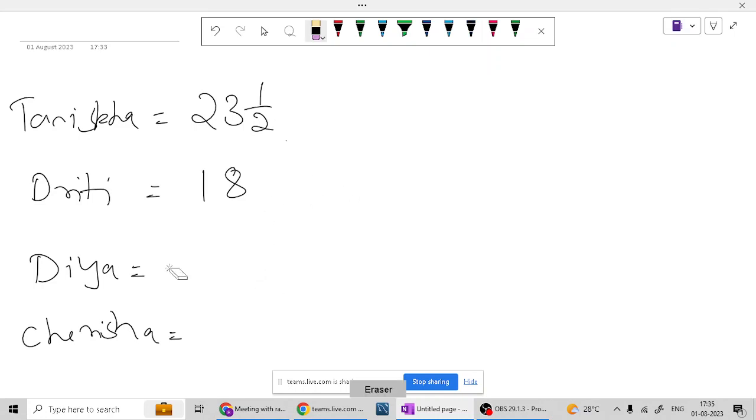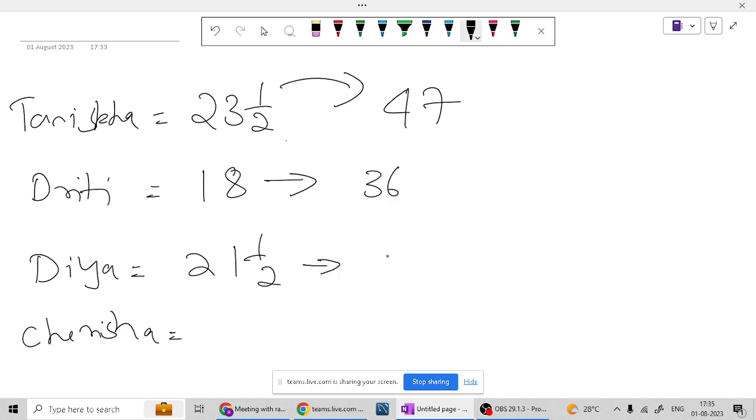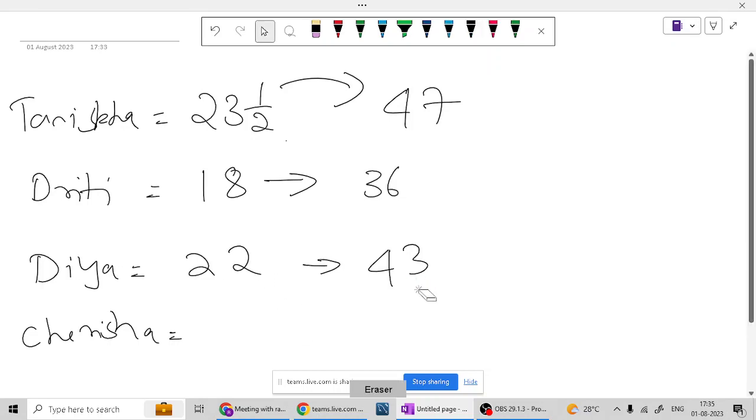Yes, 23 and a half. Look, I'll tell you all. 23 and a half, they'll double it for 25. If you double this, you get 23 plus 23 is 46, and for the half you get 1 extra, 47. So Tanishka will get 47 out of 50. Dhriti, what's the double? 36 out of 50. And Diyashri, 42, you get 43. Excuse me, sir, I'll get 40 out of 50? I didn't get 21 and a half, I got 22. Oh, 22. If it's 22, you'll get 44. Okay, Cherisha.